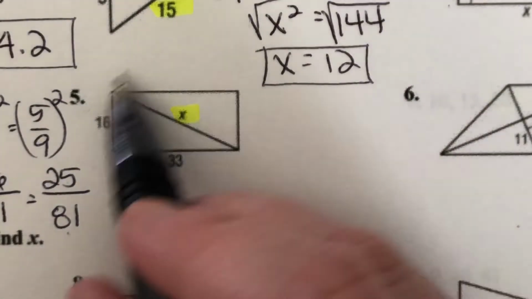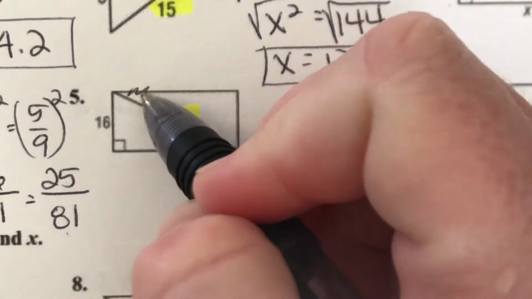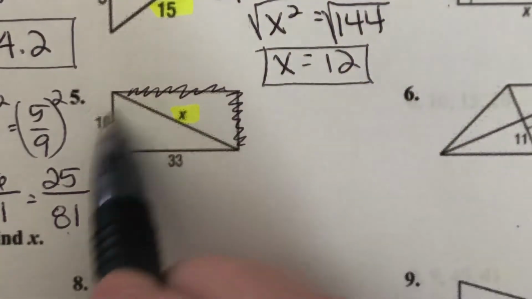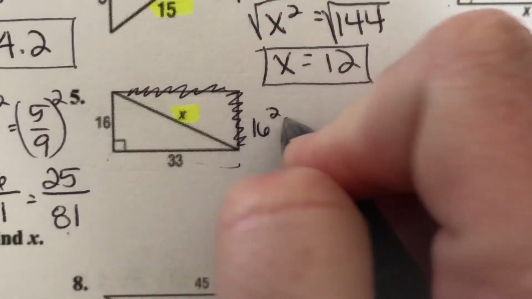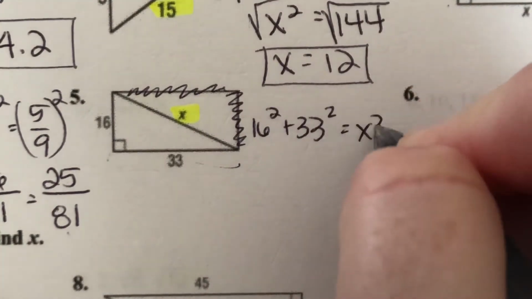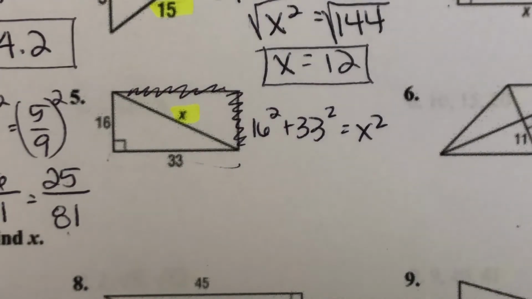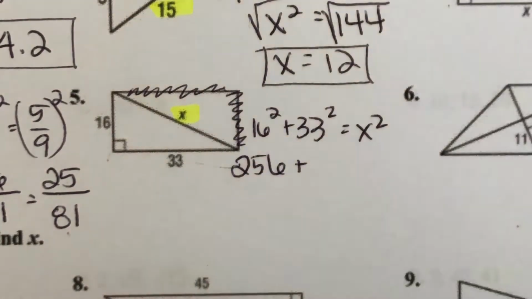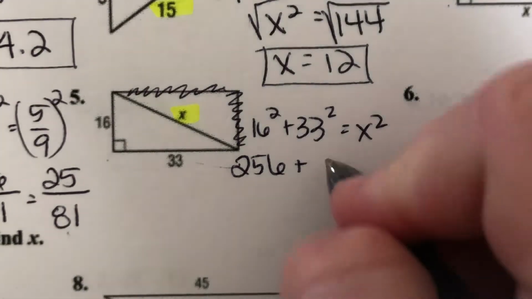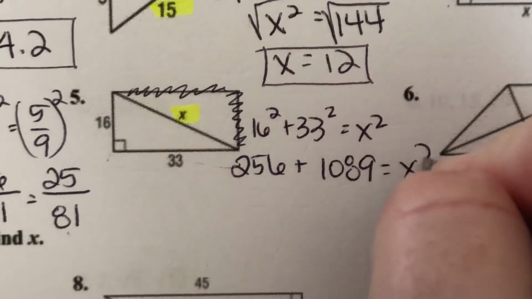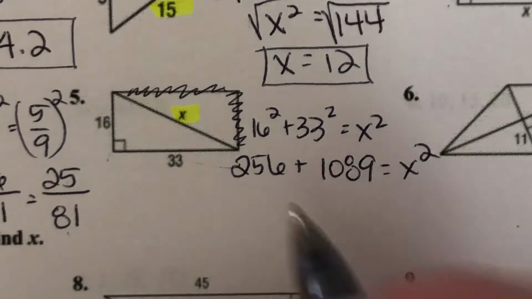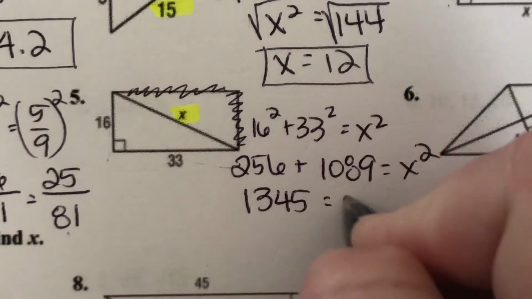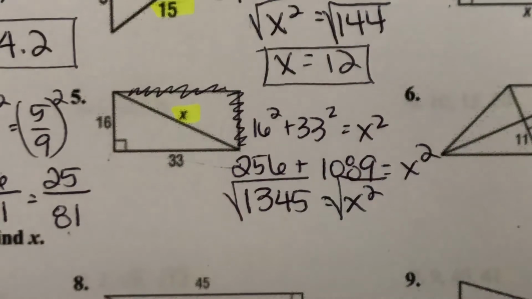Okay, next one. Now we've got a rectangle, but we're kind of ignoring this and this for a second. We're just focused on the same triangle we've been looking at, right? So 16 squared plus 33 squared equals x squared. You gotta have your calculator handy for these big guys. 256 plus 33 squared, 1089 equals x squared. Can you see that? Yes. If we add those together, we get 1345. And then if I take the square root of both, I get about 36.7.